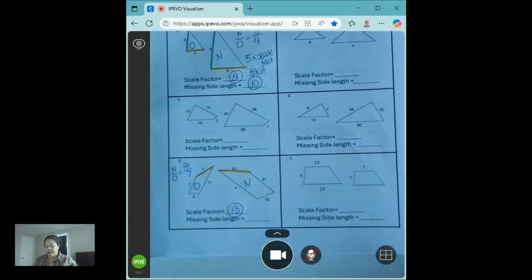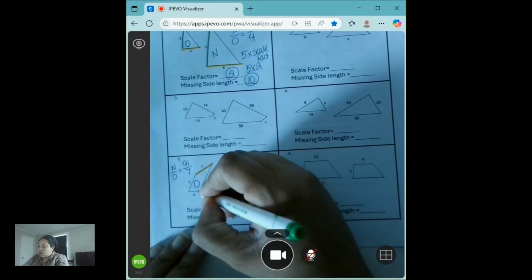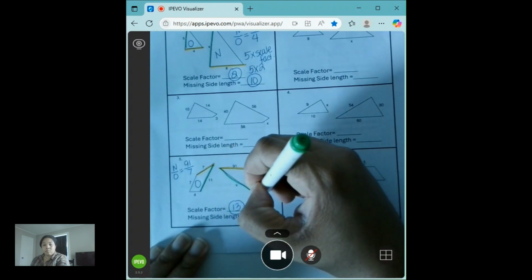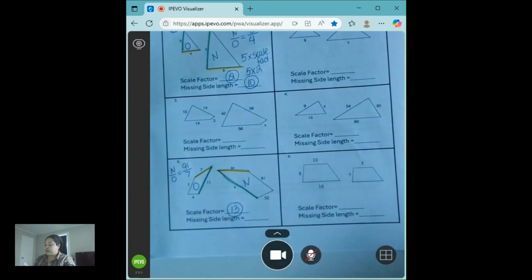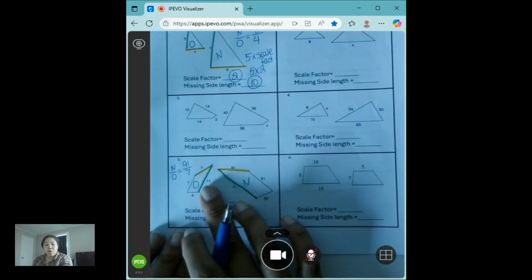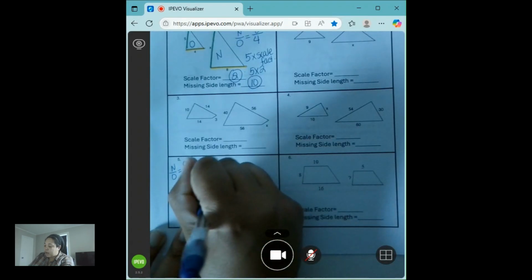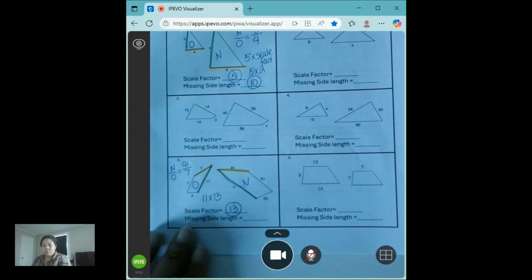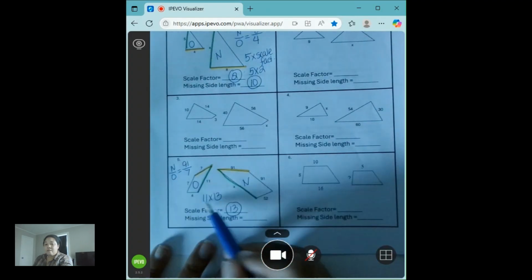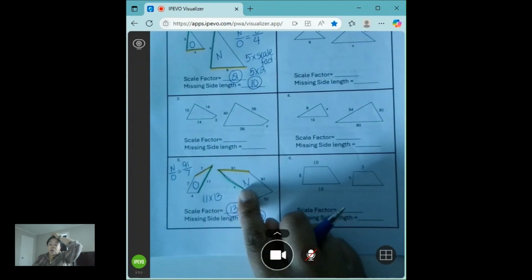Now, in order to find x, you need to pick 11 because that is the only alternating side. And then this will correspond right with it. So now, how do you find the missing side? Well, you need to take whatever the side length is in your original and multiply by your scale factor. So I'm going to do 11 times 13. Again, you may have to use a calculator for some of these problems that are big, but 11 times 13 gives you 143. So that missing length is 143.